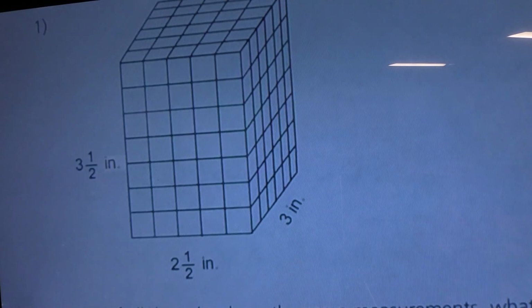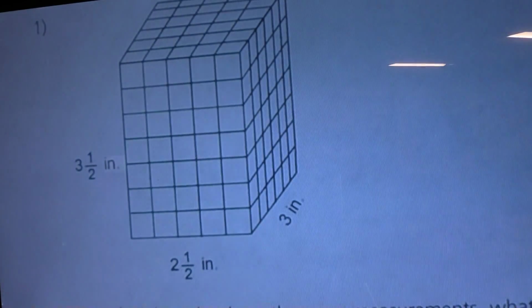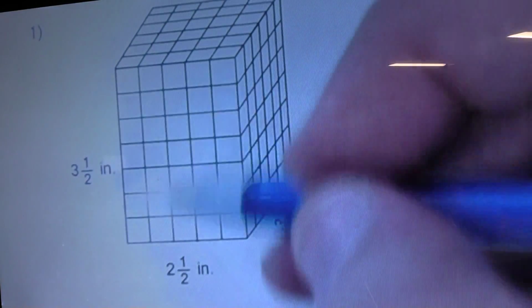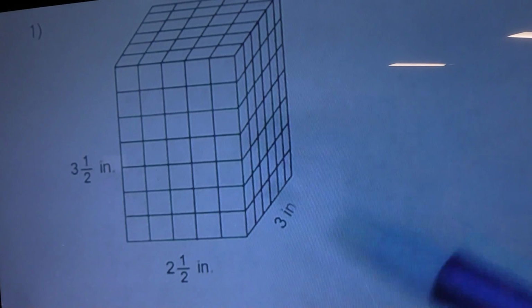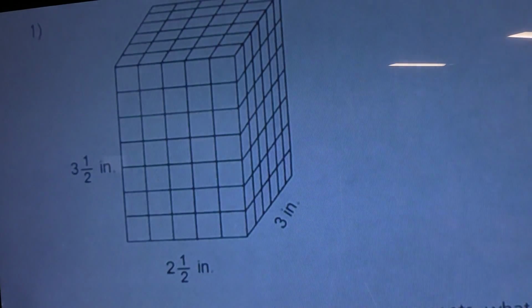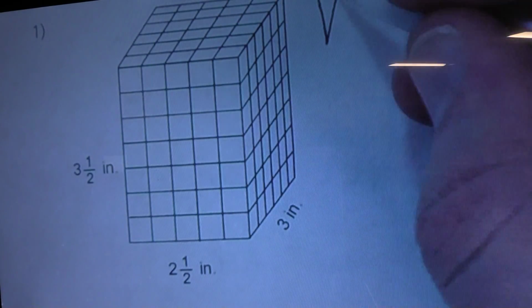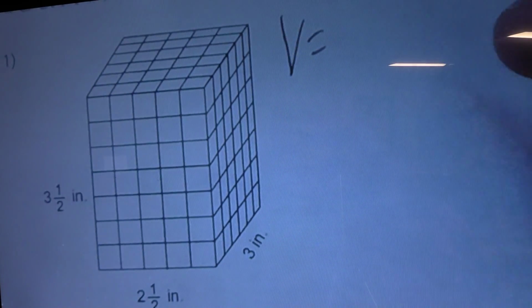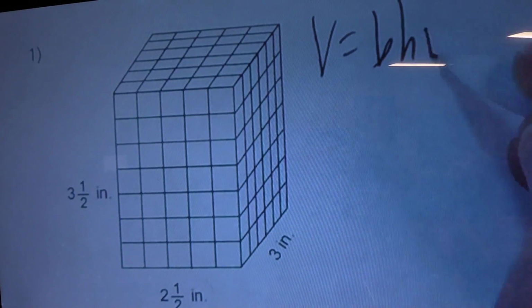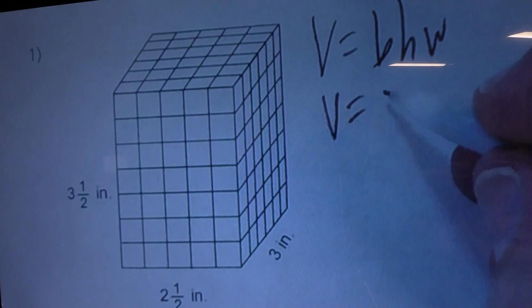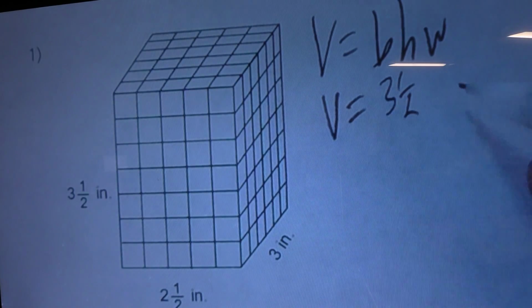Okay, so here in this rectangular prism, it looks like a height of 3.5 inches, a base of 2.5 inches, and a width of 3 inches. So I'm going to go ahead and write the formula, which is volume equals base times height times width. Volume equals 3.5 times 2.5 times 3.